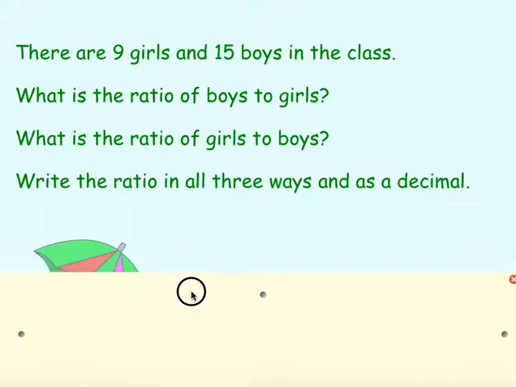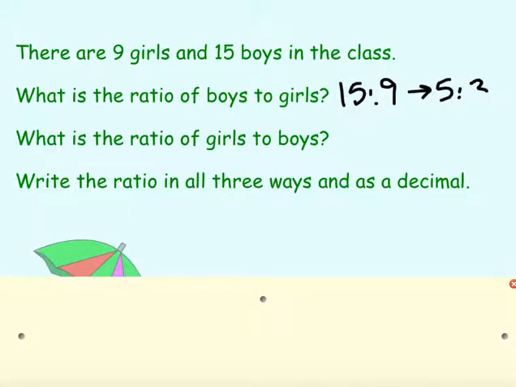So if we have 9 girls and 15 boys in the class, what's the ratio of boys to girls? Well, we would say that's 15 to 9, but we want to reduce that. Each of those can be divided by 3, so that's 5 to 3. Girls to boys, we would say 9 to 15, which is the same as 3 to 5. We could show these as 3:5, or as a fraction, or with the word "to." And if we did all of these, we could also divide them and put them in a decimal.